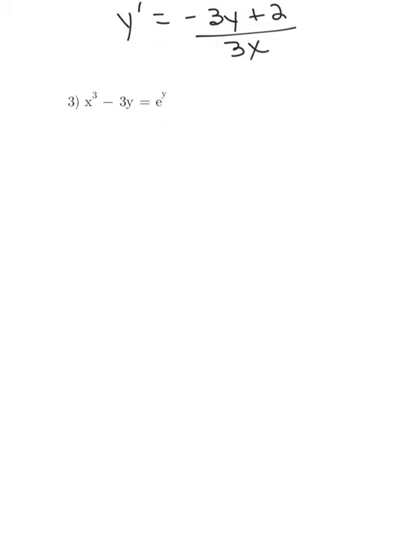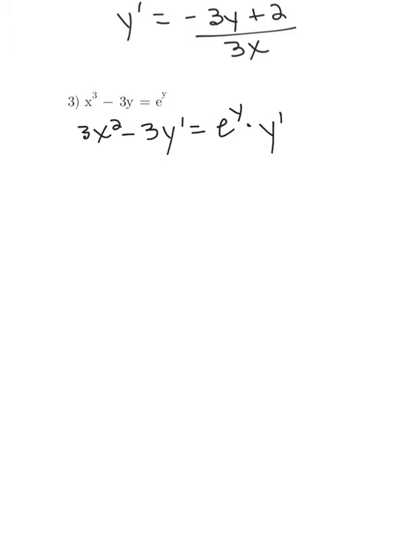The equation on example 3 says x cubed minus 3y equals e to the y. The derivative of x cubed is 3x squared. The derivative of 3y would be minus 3, and since that was a y, we have to write y prime, equals. Remember that the derivative of e to the x is just e to the x. So the derivative of e to the y is just e to the y. But because it was a y variable, we must write y prime.